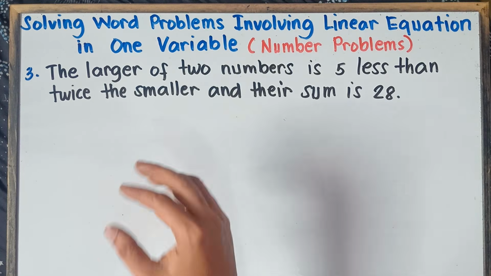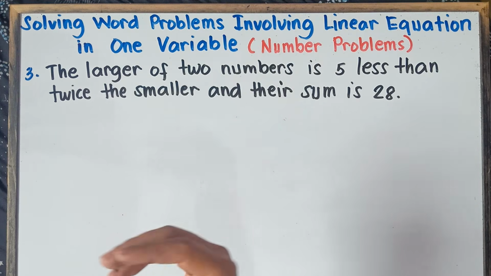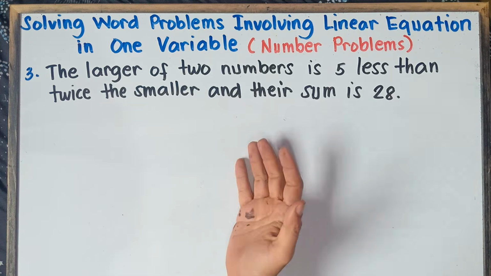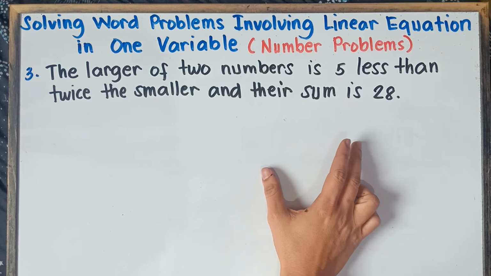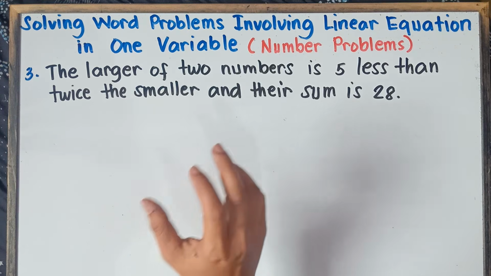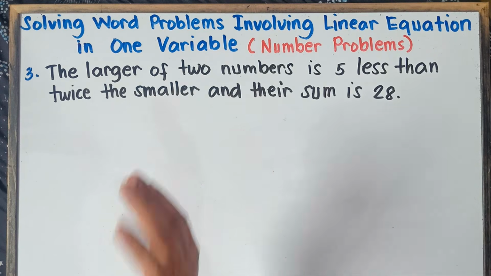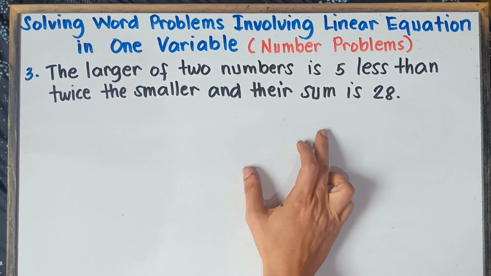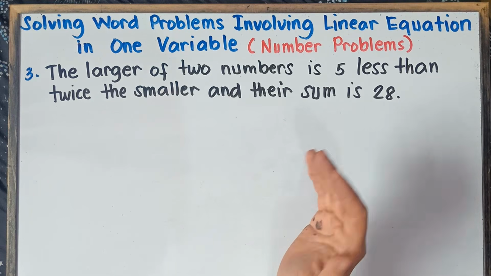Now, the problem here, class, we don't know what the two numbers are. We don't know what the smaller number is, and we don't know what the larger number is. But we know, class, that there are two numbers and their sum is 28, right? We don't know what the smaller number is or what the larger number is, but we know that their sum is 28. If you add the smaller number and the larger number, their sum is 28.